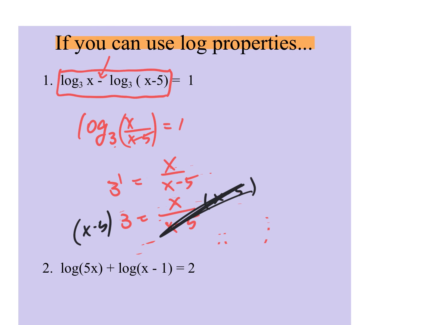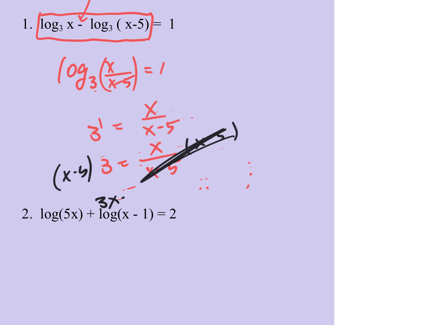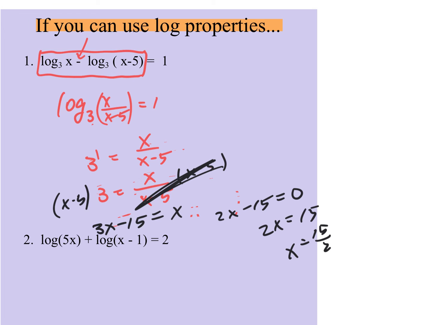And that cancels. And now I've got 3x minus 15 is equal to x. So we're going to subtract x from both sides. 2x minus 15 equals 0. 2x equals 15. X equals 15 halves. Now, if I wanted to be sure I was right, I'd go back in and put that in the equation. And frankly, I don't want to because it's not going to be very nice.